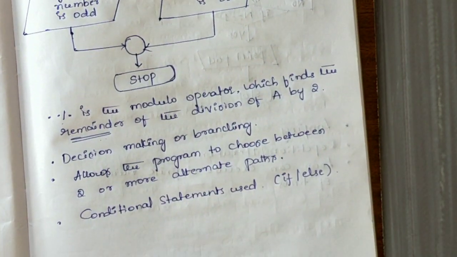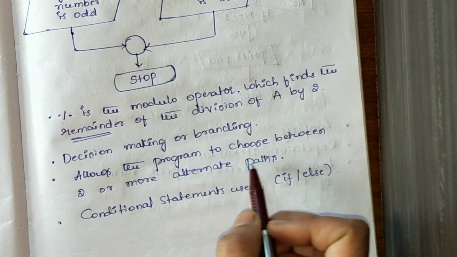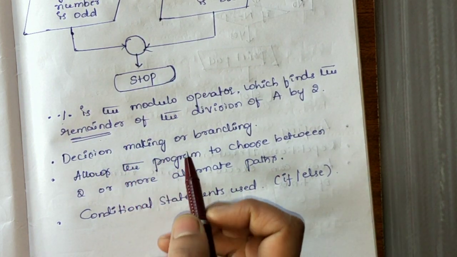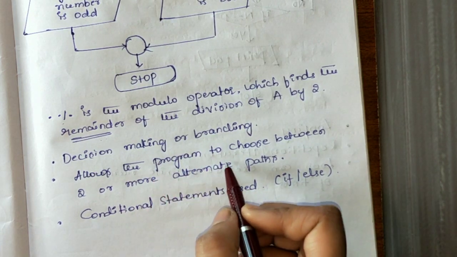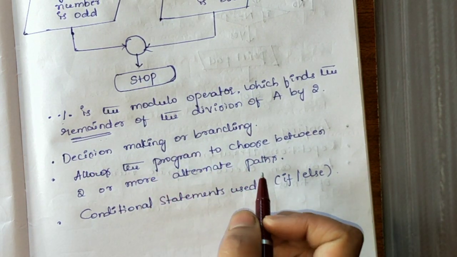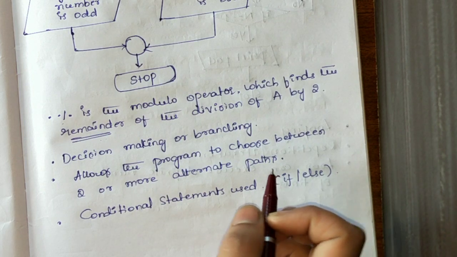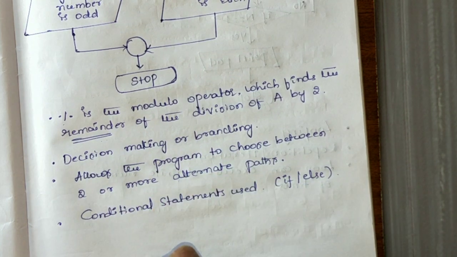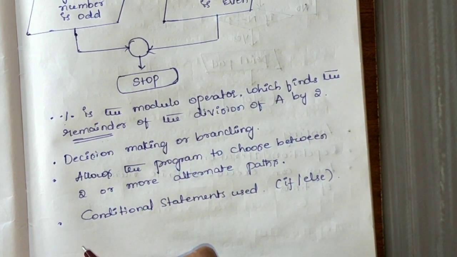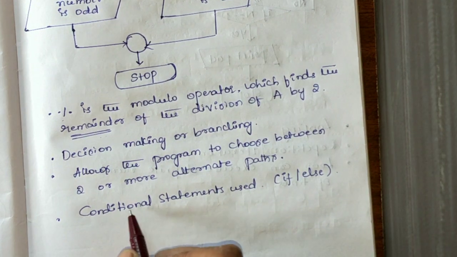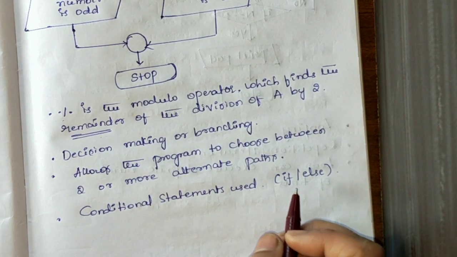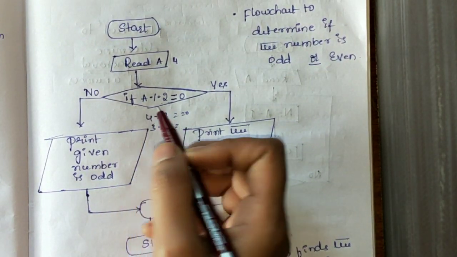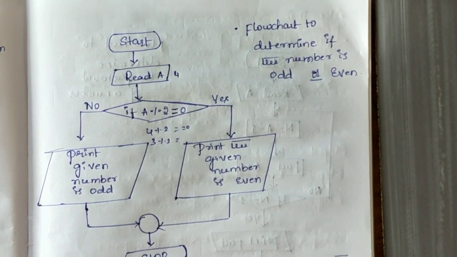The next point we need to observe is that decision making or branching allows the program to choose between two or more alternate paths or values. Suppose if something is true, we go to one decision; if something is false, we go to another decision. So we should understand it like that. Here we have just used if as the condition statement in this flowchart. So if and else can also be used for other programs.